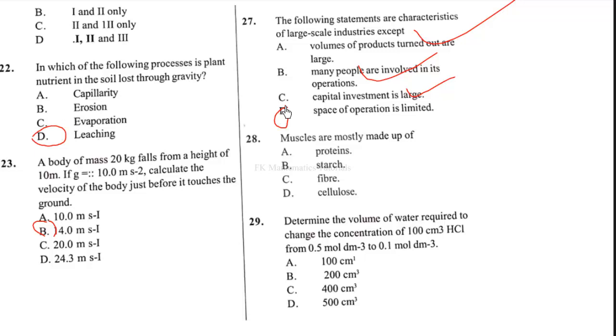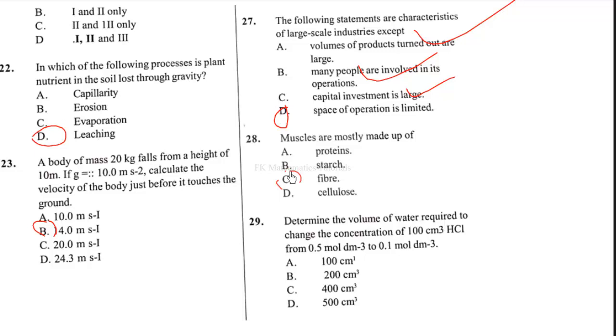Muscles are mostly made up of fiber. Muscles are made up of fiber, but the fiber contains proteins. So take note of that.